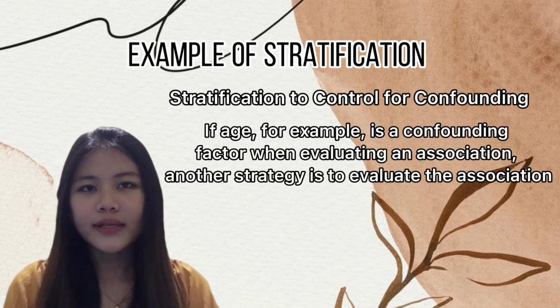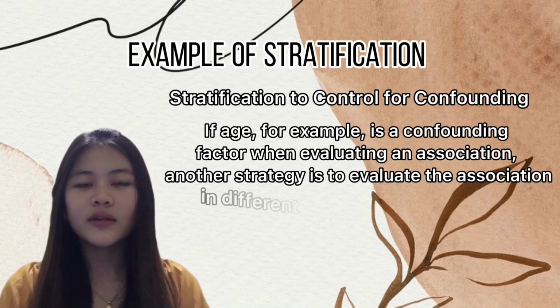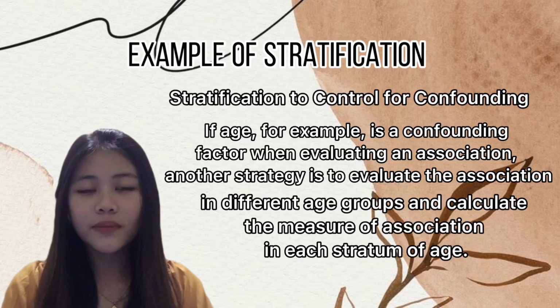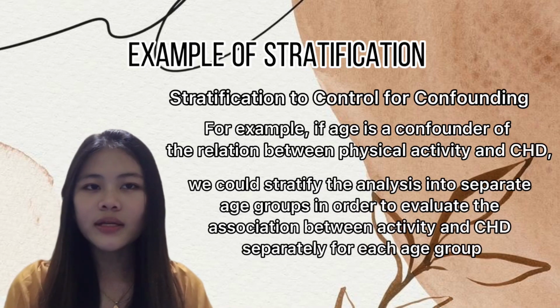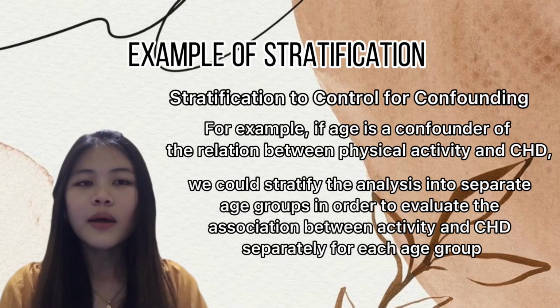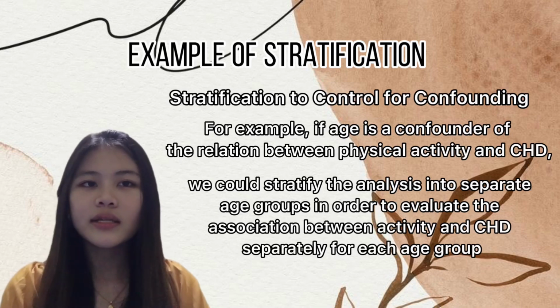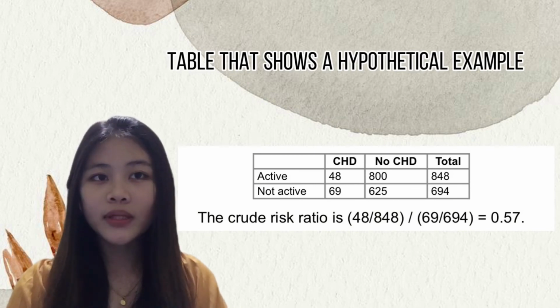If age, for example, is a confounding factor when evaluating an association, another strategy is to evaluate the association in different age groups and calculate the measure of association in each stratum of age. For example, if age is a confounder of the relation between physical activity and CHD, we could stratify the analysis into separate age groups in order to evaluate the association between activity and CHD separately for each age group. And this is the table that shows a hypothetical example.